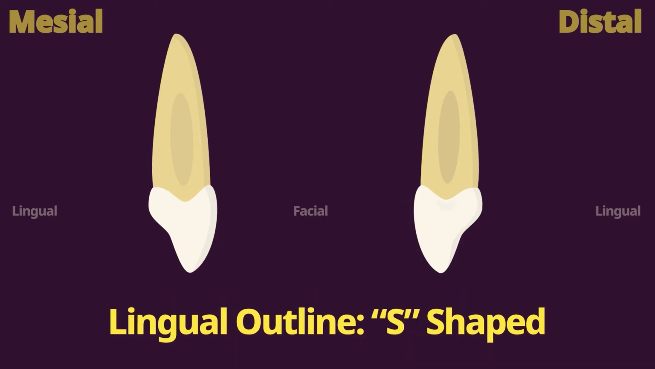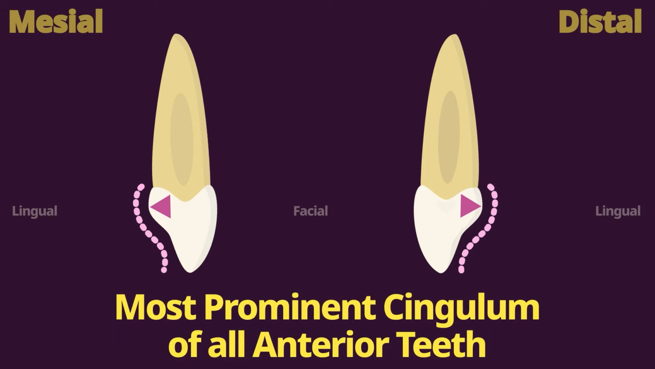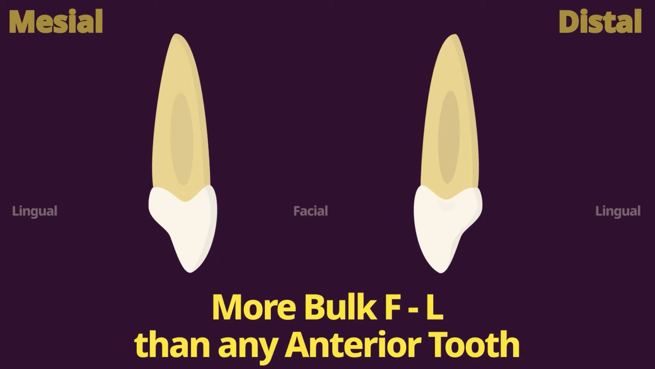The lingual outline is S-shaped, convex over the cingulum and concave up to the cusp tip. The height of contour is at the cervical 1/3, the cingulum, and the cingulum is more developed and more prominent than any other anterior tooth. The maxillary canine has more bulk, facial to lingual, than all the other anterior teeth, so that the measurement from the facial height of contour to the lingual height of contour is thicker than all the other anterior teeth.